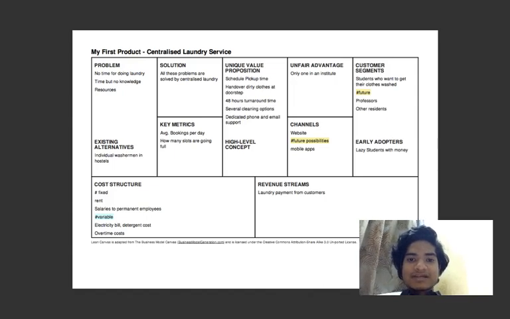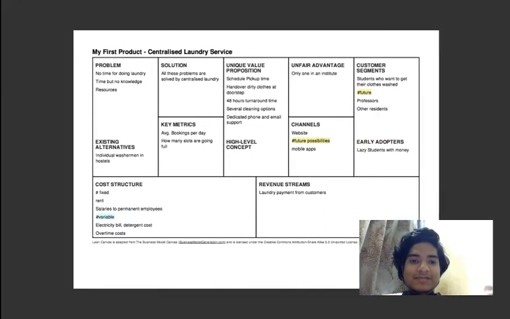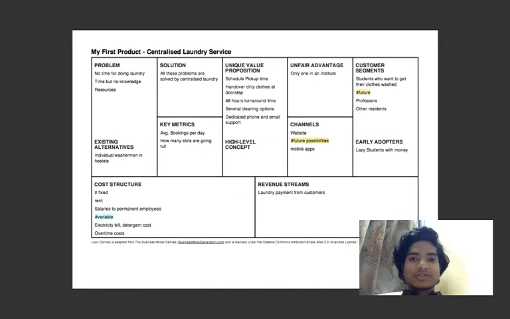Also, several cleaning options. There are options available such as individual washing, bulk washing, premier washing for special outfits, and then dry cleaning. They can also be specific. We can also tell them specifically to remove the stain from the shirt and kurtas.